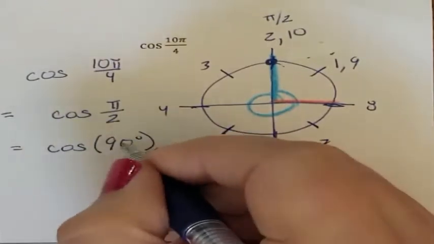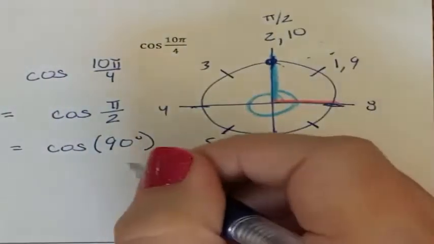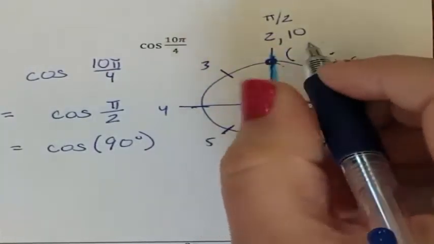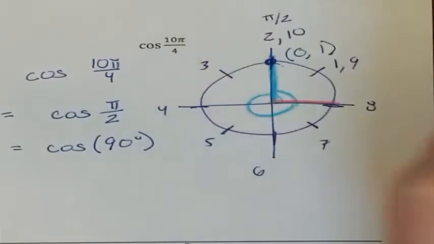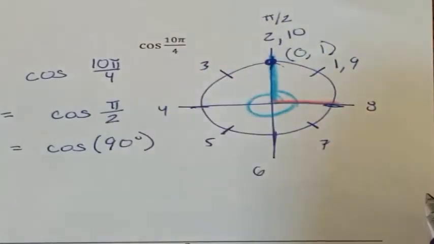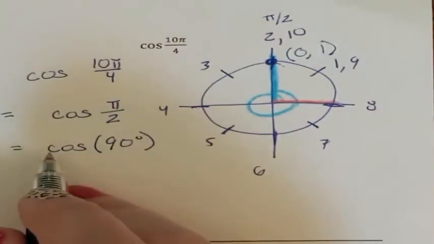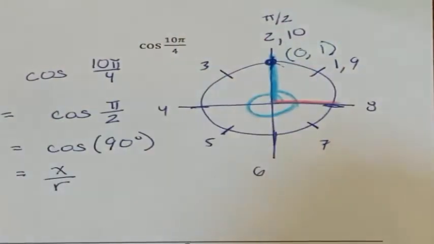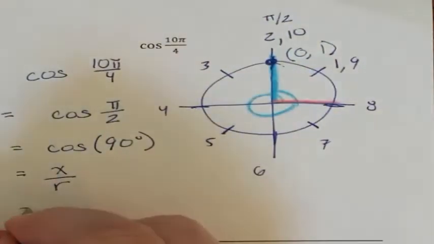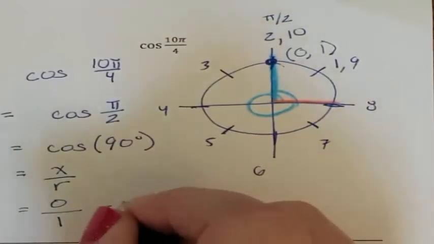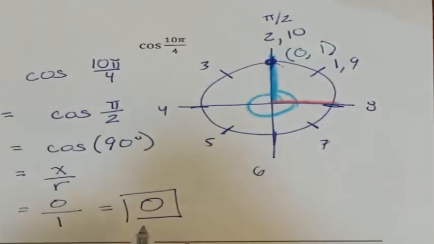Trig of 90 degrees is not on that chart, so we have to use something else. We're going to use the coordinate point. It landed right here, and we know what that coordinate point is on the unit circle. It's the coordinate point 0, 1. If it lands at any of these points, we know those coordinate points on the unit circle, and only those 4 coordinate points do we know. So I know that cosine of 90 degrees is going to be the same as x over r, where x is 0, and we know r is always 1. So 0 divided by 1 is 0. So my cosine of 10 pi over 4 is 0.